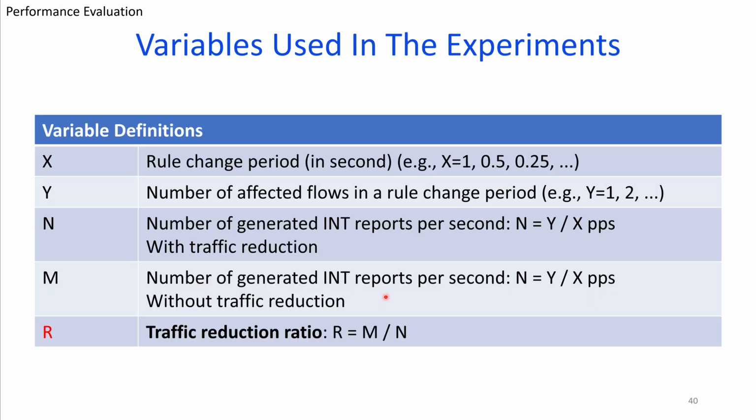We measure the performance of our system by using a metric called traffic reduction ratio. R equals M divided by N. N is the number of INT reports with traffic reduction. M is the number of INT reports without traffic reduction. X and Y are used in numerical network state traffic reduction. X is the change period of the network state. We use rule change as our change source. Y is the number of affected flows in the rule change period.